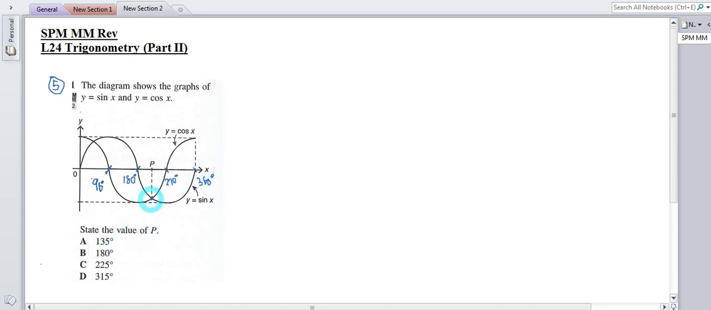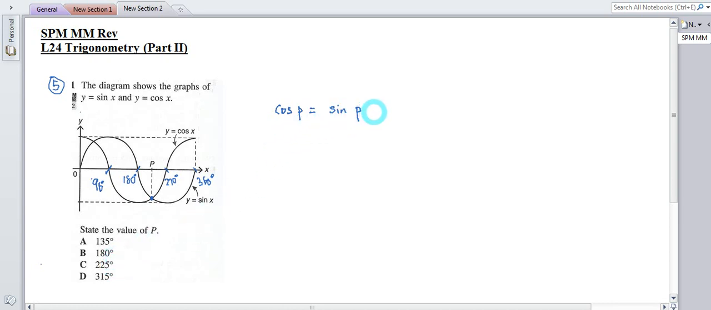So here, at this point, they are actually intersecting each other, right? So that means cosine p is actually equal to sine p, right? Okay, so how do we get the value of p? From here, we know that p must be more than 180, less than 270. Actually, we can get the answer directly, which is 225, right?